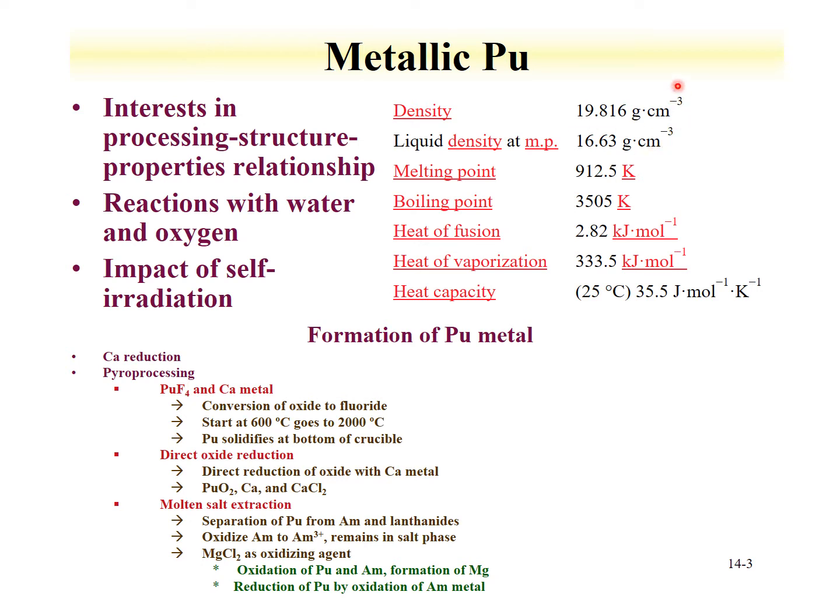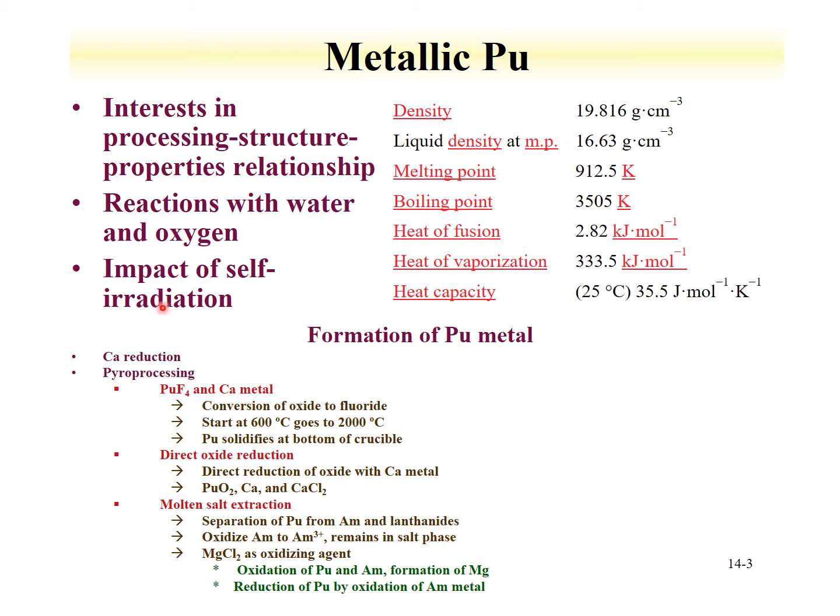The density varies, but can be close to 20 grams per milliliter, and has a relatively low melting point around 600 C. There's strong interest in metallic plutonium related to how it's made, the processing, the relationship between the structure that's produced, and the resulting properties. So this relationship is important for understanding the behavior of plutonium metal. There's also large interest in the reactions of plutonium metal with water and oxygen due to formation of oxides. And there's also studies related to the impact of self radiation. How does that influence the behavior of plutonium metal?